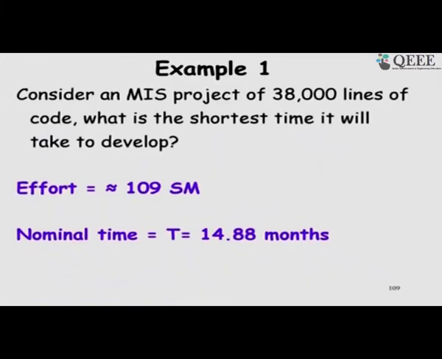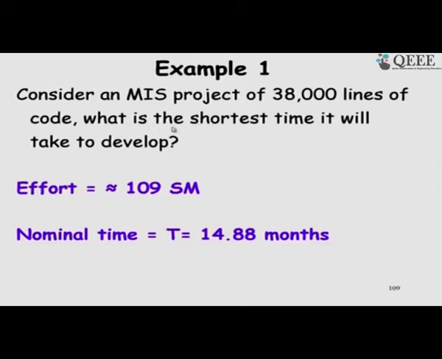So, there is another example here: an MIS project costs 38 kilo lines of code. So, what is the shortest time, which is the nominal time basically? As I was saying, if we have the staffing properly done, then it will be 14 months. We are going to discuss those issues as we proceed to discuss staffing. So, the nominal time, or the shortest time by which we can develop without unrealistically bloating up the cost, is 14.88 months.